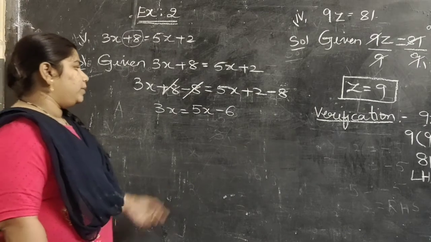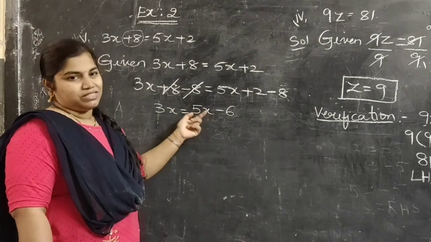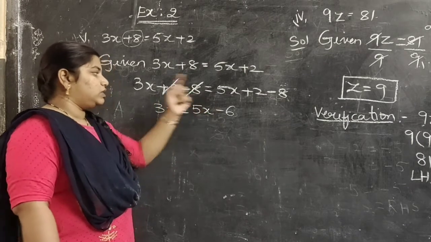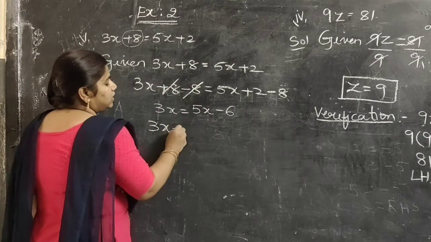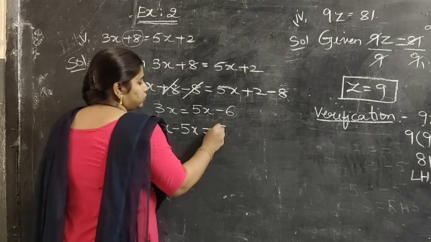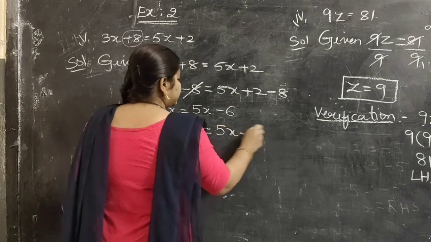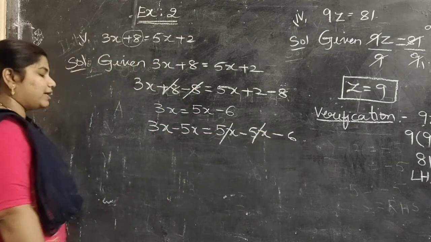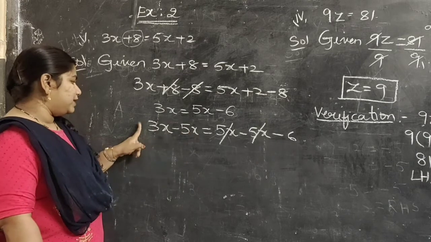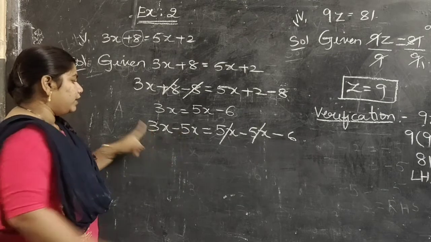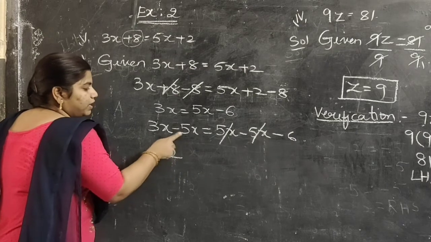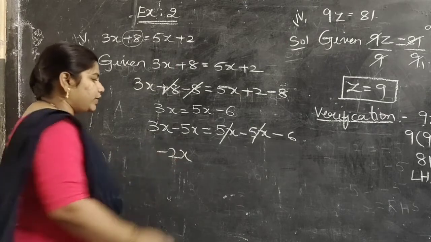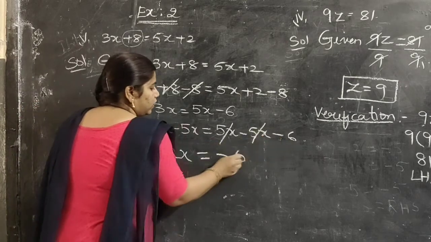Now which value do we have to eliminate? I want to eliminate this 5x now. For eliminating this 5x, we have to add minus 5x on both sides. That will be 3x minus 5x is equal to 5x minus 5x minus 6. Now plus 5x minus 5x will get cancelled. 3x minus 5x, plus into minus will be minus. 5 minus 3 is 2. Bigger number sign is minus. So you got minus 2x here. 3x minus 5x will be minus 2x is equal to minus 6.